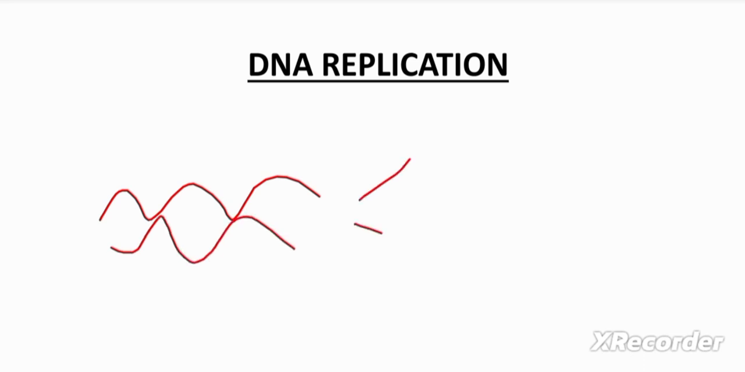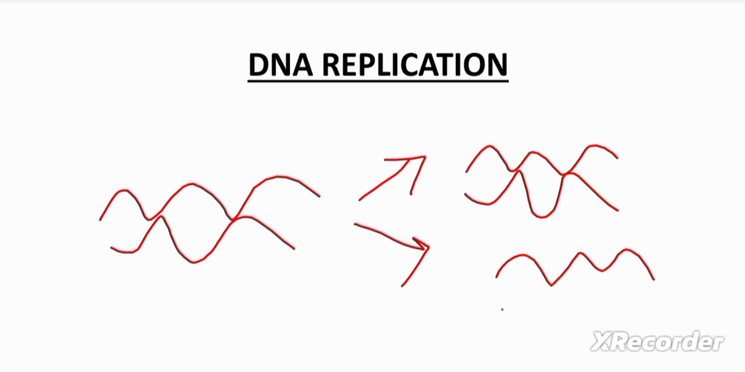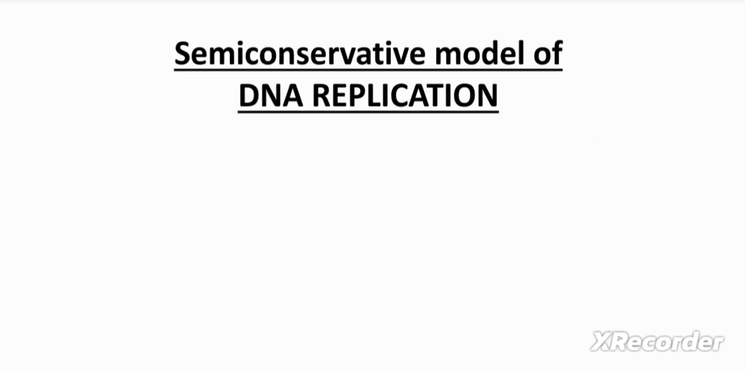DNA replication is a process in which DNA copies itself to produce two identical daughter DNA molecules. DNA replication is very important for the survival of species. And Meselson and Stahl proved by their experiment that DNA replicates according to the semi-conservative model of DNA replication.